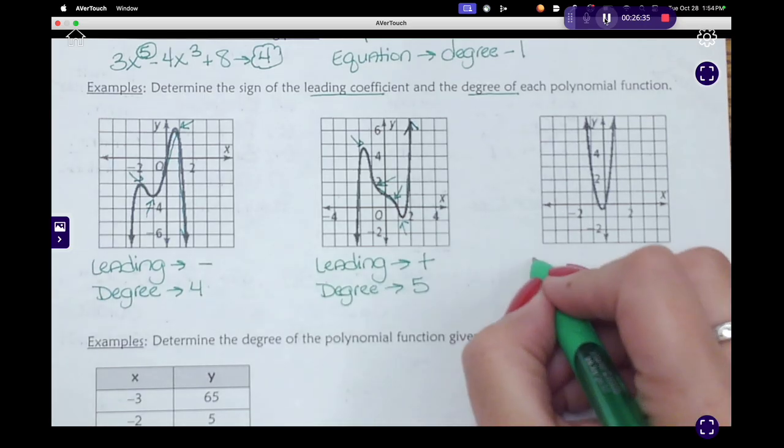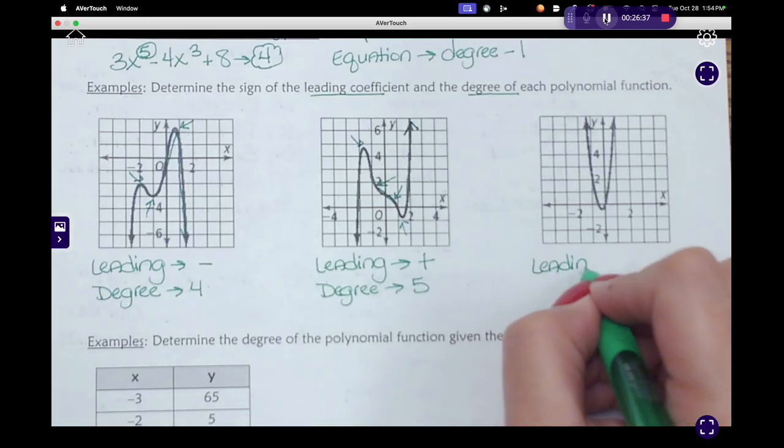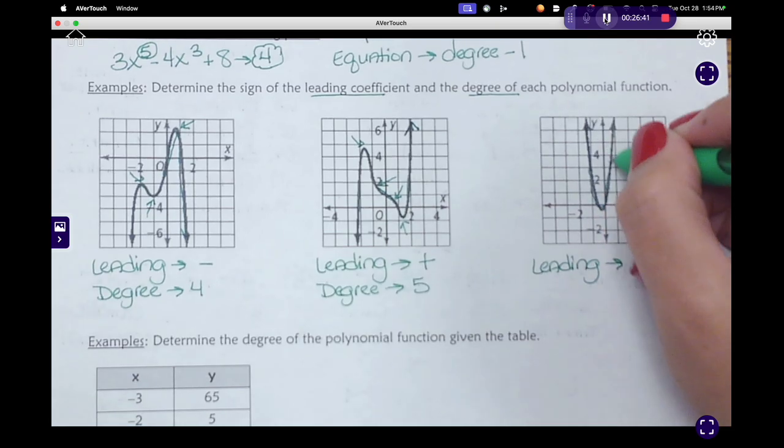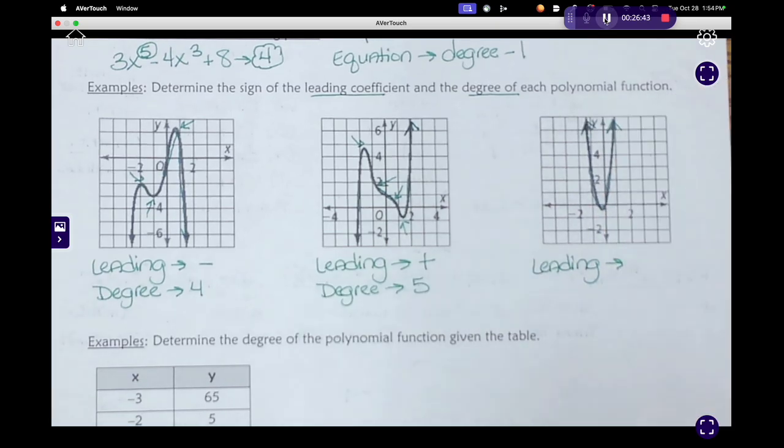All right, last one here. So this one is pretty easy. This is a parabola. We've looked at this before. That's a quadratic function. So it is facing up. So that is a positive leading coefficient.